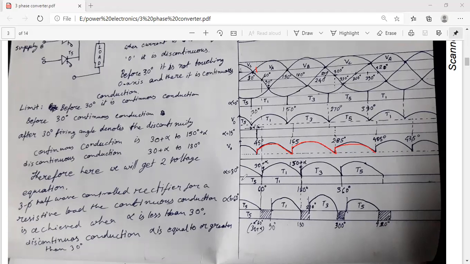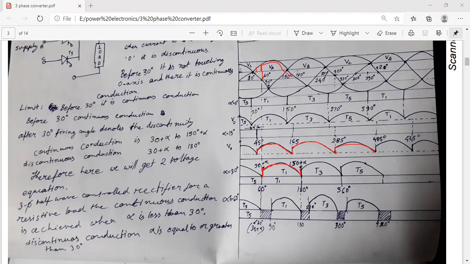Now if alpha is equal to 30 degree, then it will start at alpha plus 30 degree, that is 30 degree plus 30 degree equal to 60 degree. So it will start its conduction from 60 degree. There will be some jump and then it will be continuous. At 60 degree it will jump up to a certain point, and at 60 degree you can see this is at 60 degree. So your conduction will be like that.